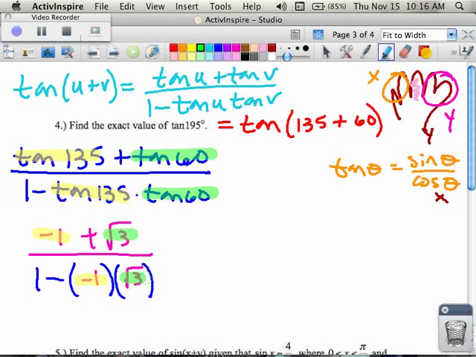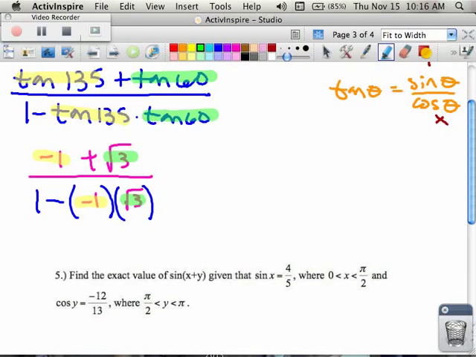Now, if you get to this point, I'll give you all but 1 point on the test. If you can simplify that, I'll give you the last point. So if you're simplifying this, the first thing you should do is write it without the parentheses and all that kind of stuff. So on the top, you are going to have negative 1 plus radical 3, and on the bottom you're going to have 1 plus radical 3.